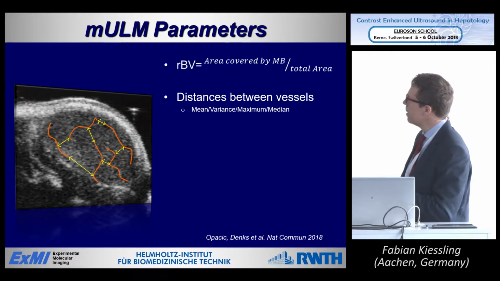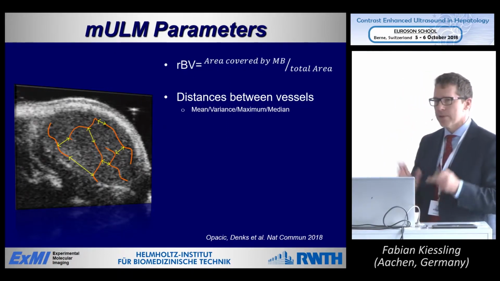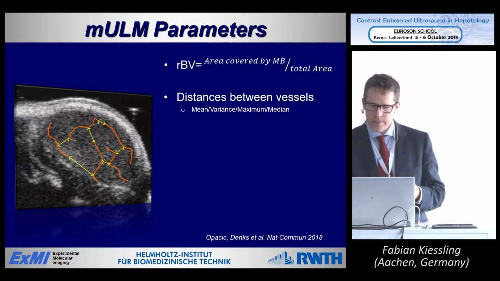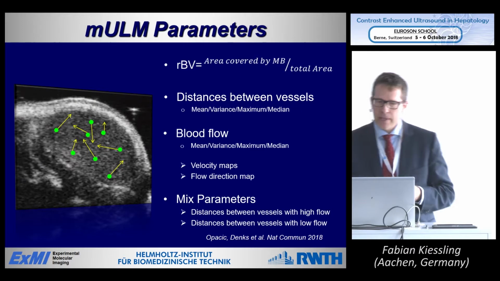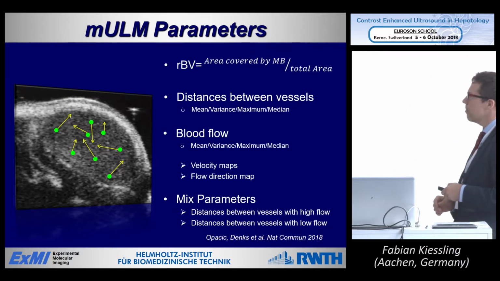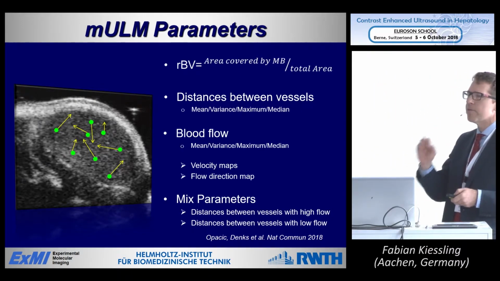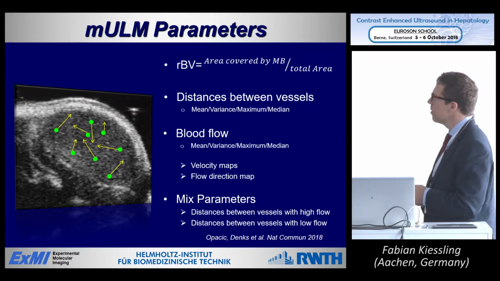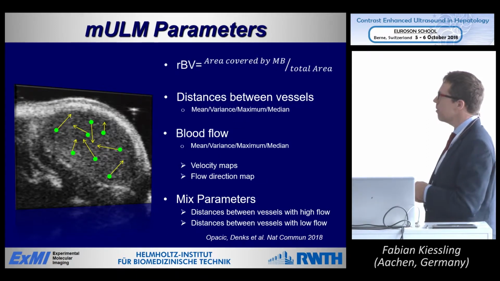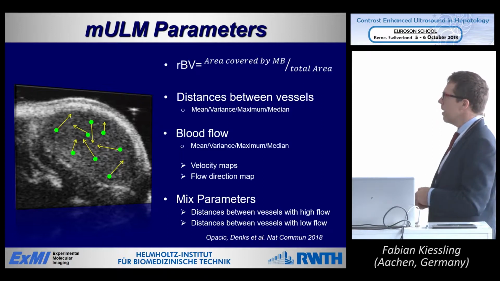We can also make a mean, variance, maximum, median out of it, which is also difficult if you go for replenishment kinetics. Then we can assess blood flow. With that method, we can really determine blood flow in individual microvessels, individual capillaries. Based on that, we can make means, variances, maximum, medians, a lot of parameters. And then we can make mixed parameters.